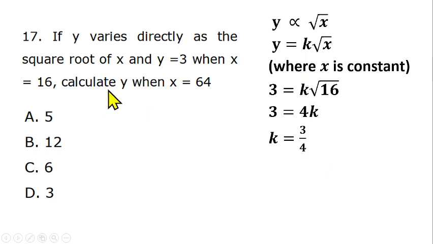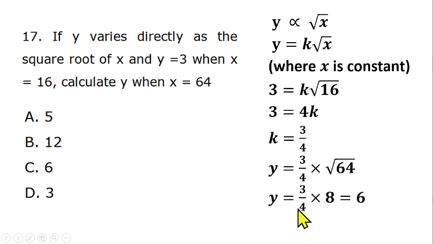Then we are now to find the value of y when x is 64. So we now know the value of k here. So we return the value of k here, and the value of x is 64. So you'll be having y is equal to 3 over 4, which is the value of k, multiplied by the square root of 64. Square root of 64 is 8. So that means y is 3 over 4 times 8. 4 in 8 will give us 2, times 3 is 6. So that means option C is the correct option for question number 17.